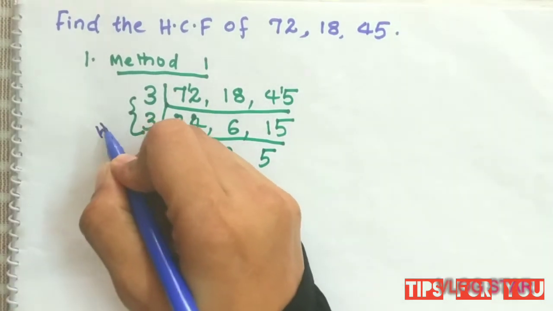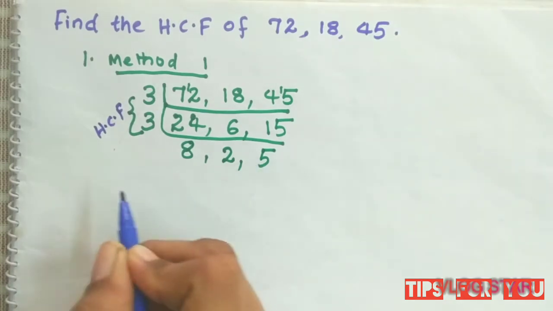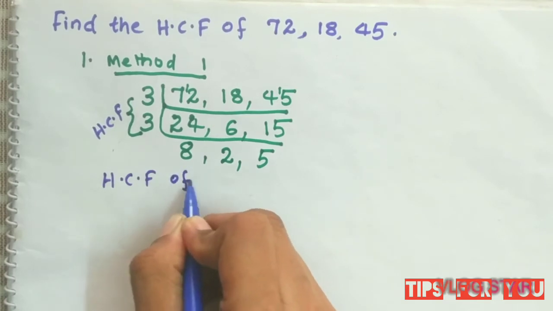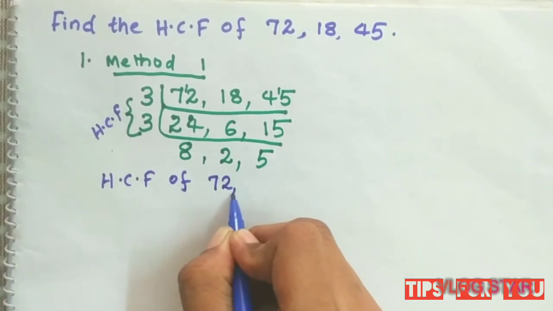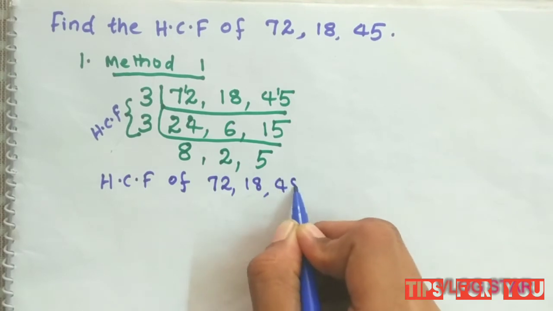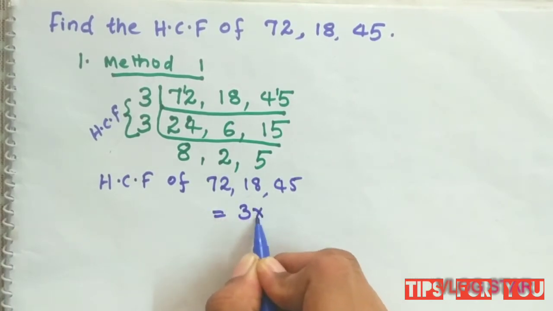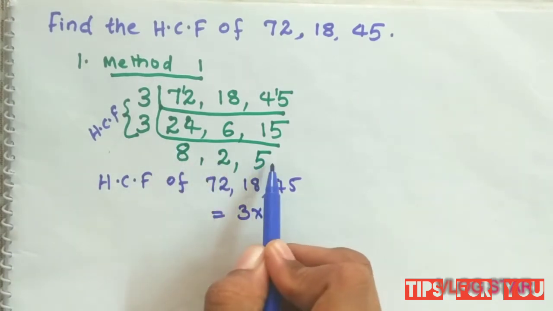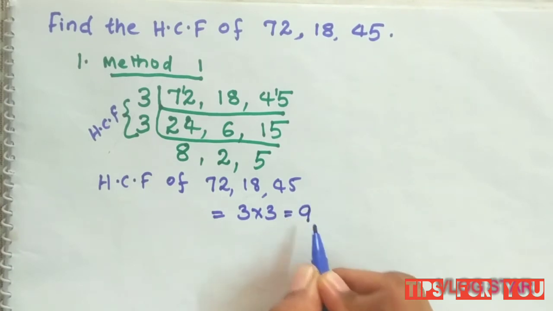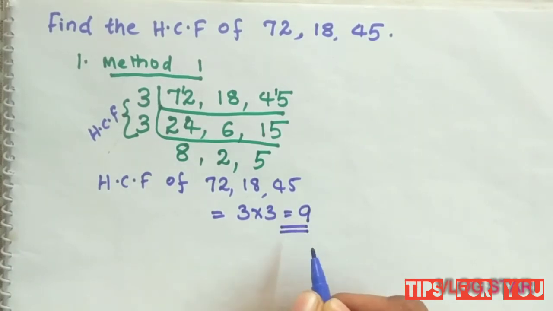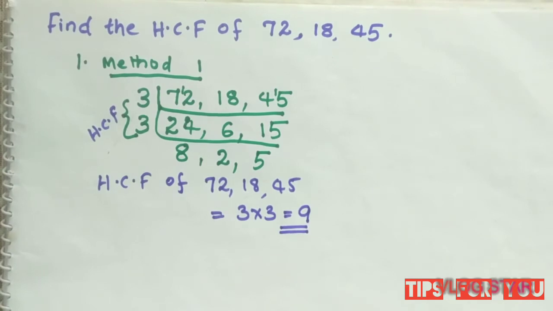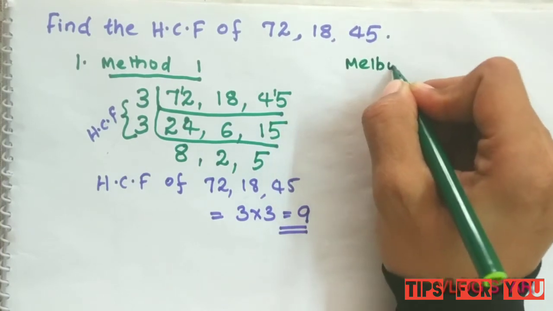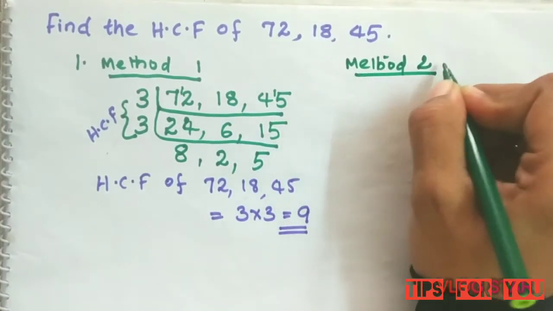So this is the HCF of the given numbers. This is so simple. So we will write the HCF of 72, 18 and 45 equals 3 into 3, because the remaining numbers cannot be taken as they are not a common divisible factor. So 3 into 3, that is 9, is the HCF of the given numbers. Now we will go to the next method, that is method 2.